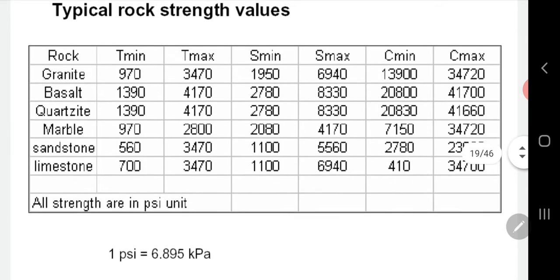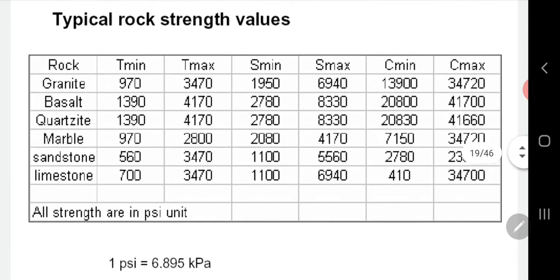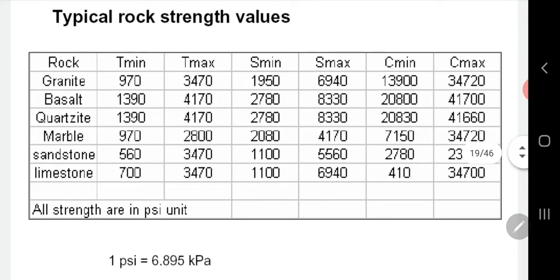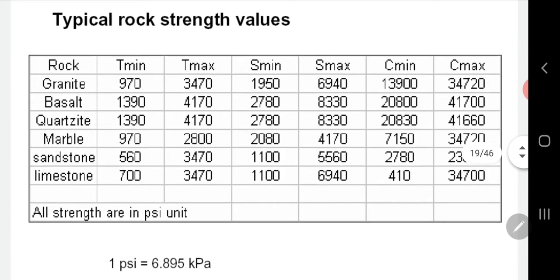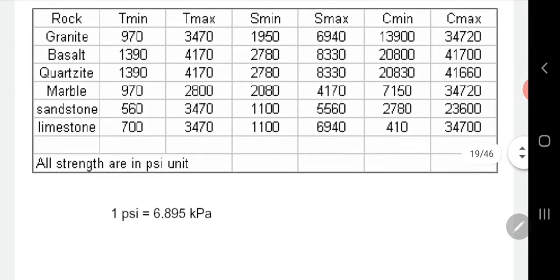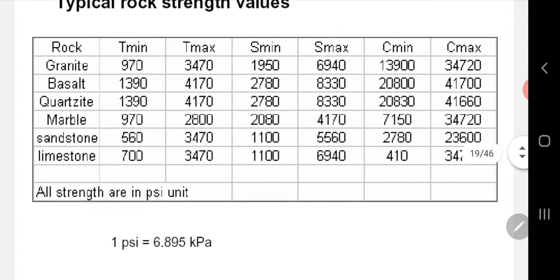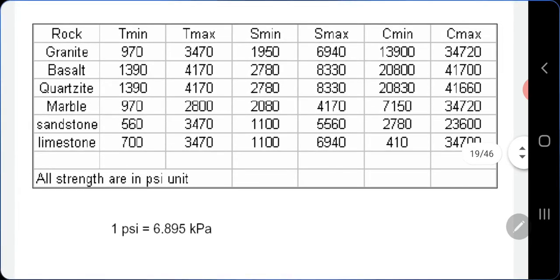Okay, this is the table that has been mentioned earlier. The rock types are granite, basalt, quartzite, marble, sandstone, and limestone. T min, T max is tensile strength minimum and tensile strength maximum. S min, S max is shear strength minimum and maximum. C is compressive strength for minimum and maximum value. So this is just an example of a few rocks tabulated in this table, and we can identify a lot of differences in the values for all of these rocks.